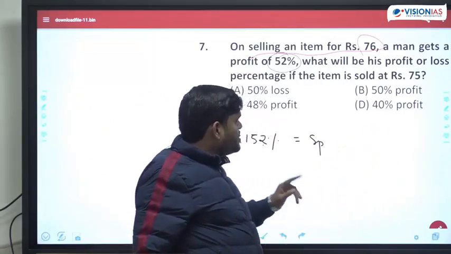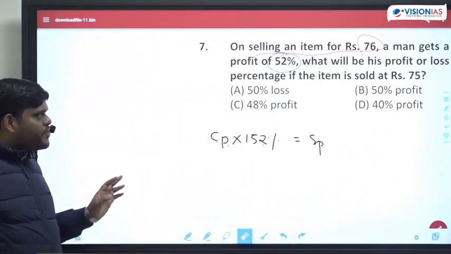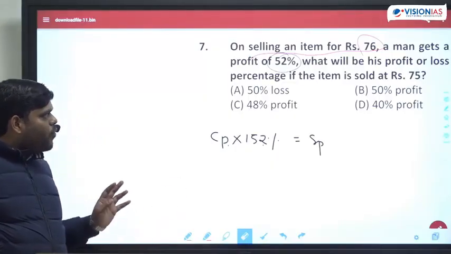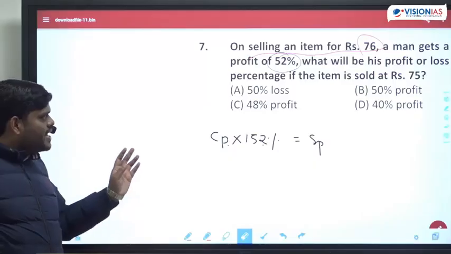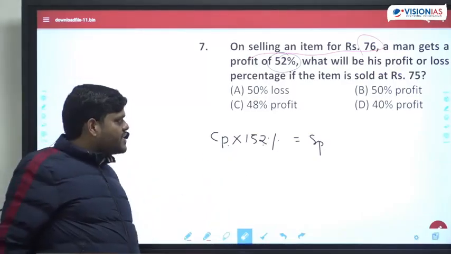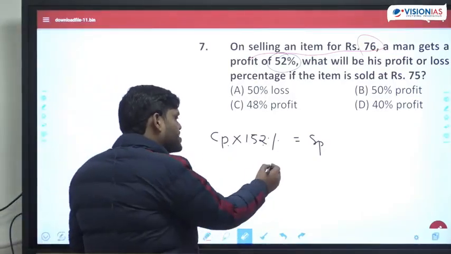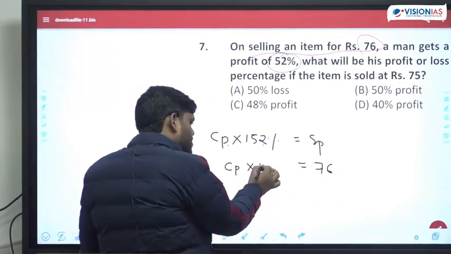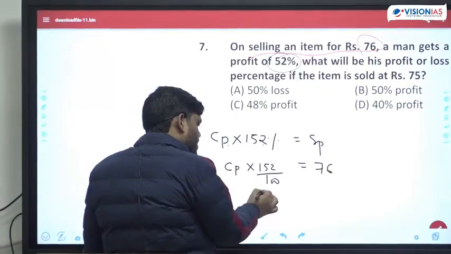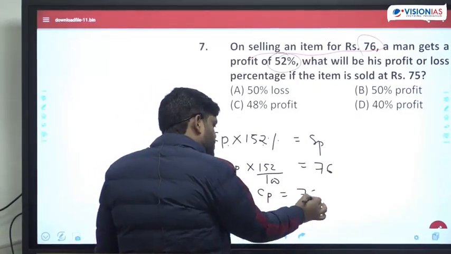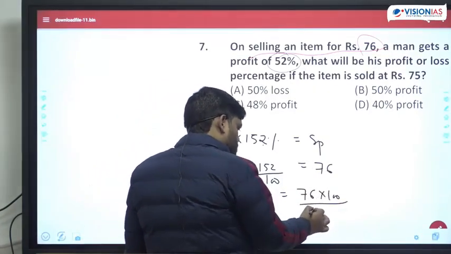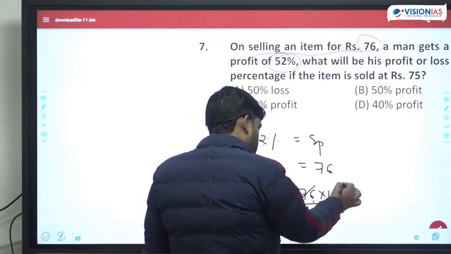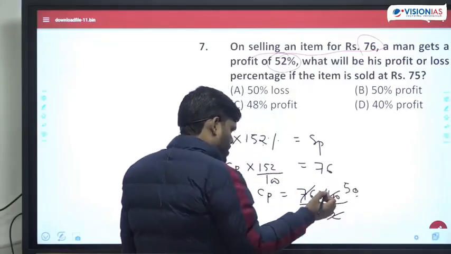So now, on selling an item for rupees 76, a man gets a profit of 52%. What will be his profit or loss percent if the item is sold for rupees 75? So first we have to find out the CP. This is 76, CP into 152 upon 100. From here CP is equal to... I hope the calculation is correct.